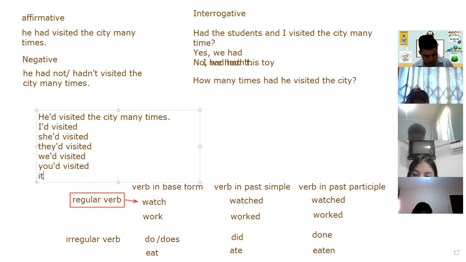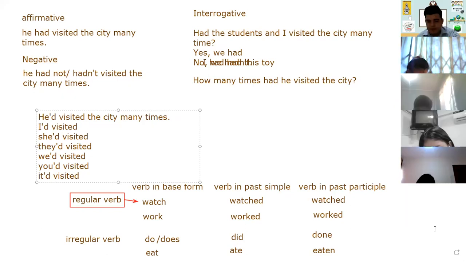There's a contraction. You can use this construction, but we have to use the next verb in the past participle. Don't forget this one. He'd visited, she'd visited, it'd visited, I'd visited, they'd visited, we'd visited, and you'd visited. You can use a contraction or he had, she had, you had, they had, we had, and you had. So there is the use.